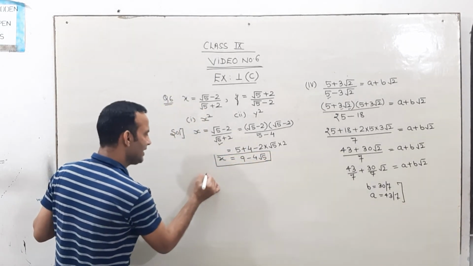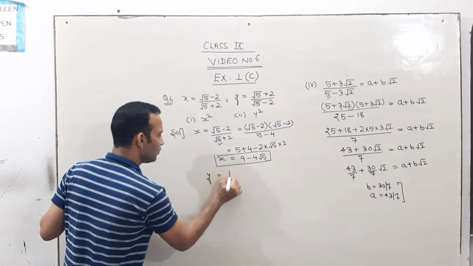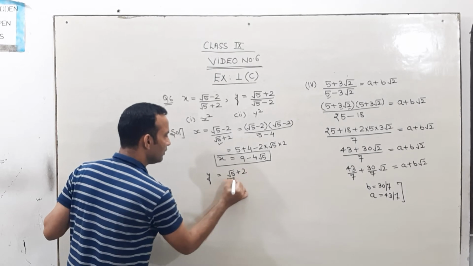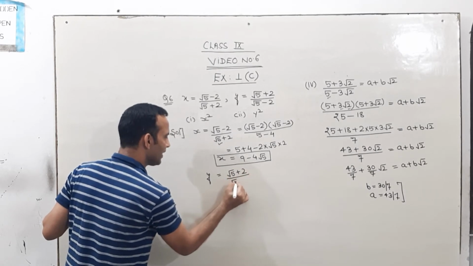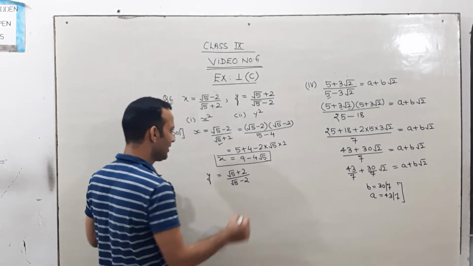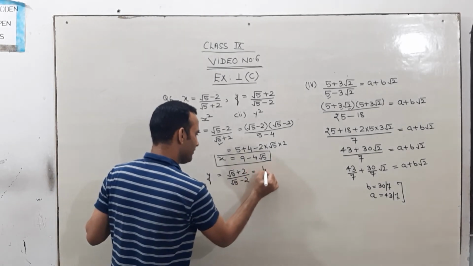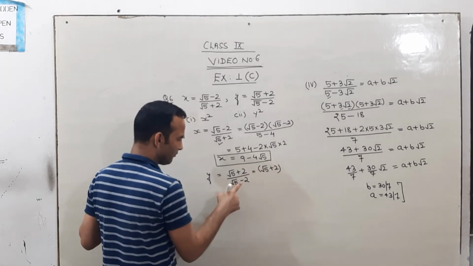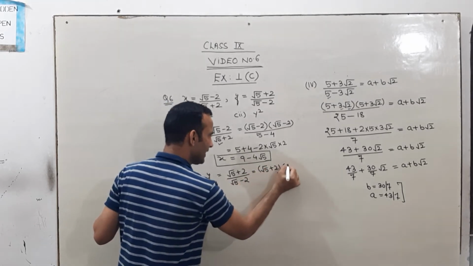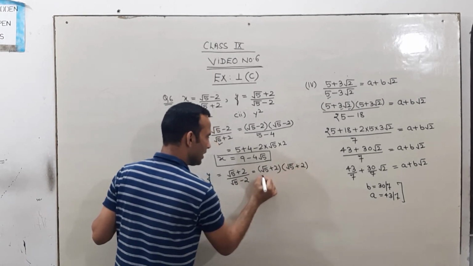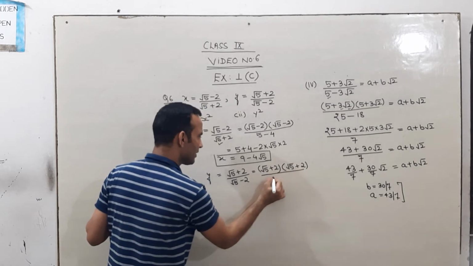Now see what is y? Y is equal to root 5 plus 2 divided by root 5 minus 2. Here also rationalize the denominator. You can see here the minus sign is given, so multiply with root 5 plus 2. Apply a square minus b square, 5 minus 4.